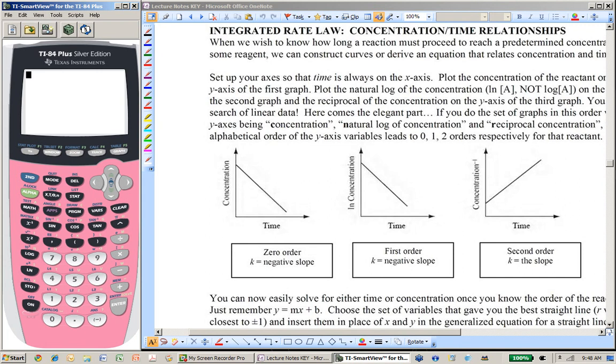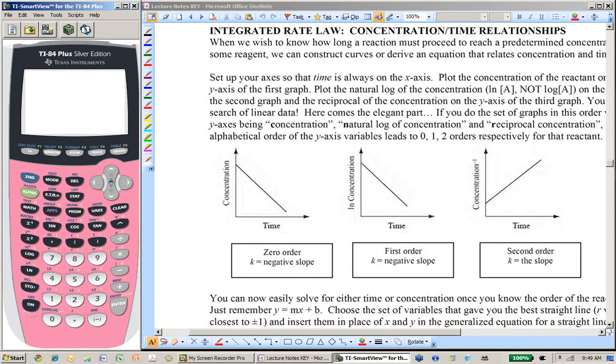You have come back for more kinetics. This is approximately the next 25-ish% of this particular unit, and it is on something called integrated rate law, but don't let the name scare you. It's just analyzing graphs. We're going to do a technique we call linearizing data, mainly because calculus is not a prerequisite for this course.